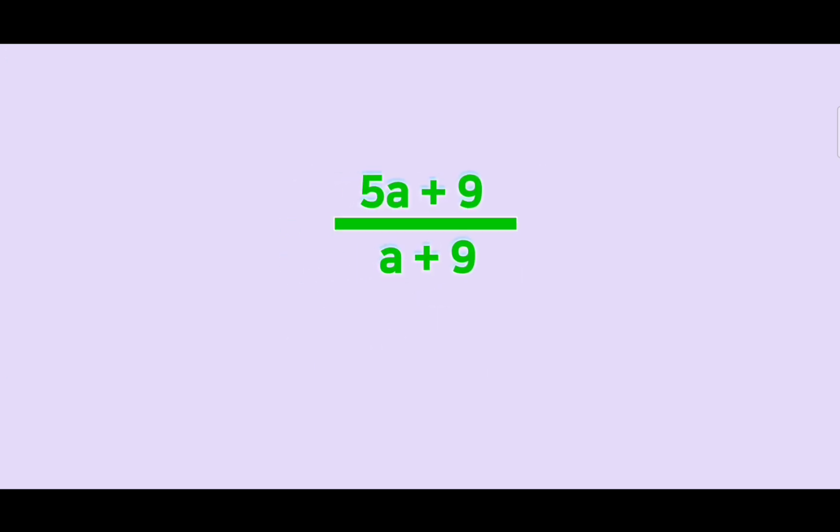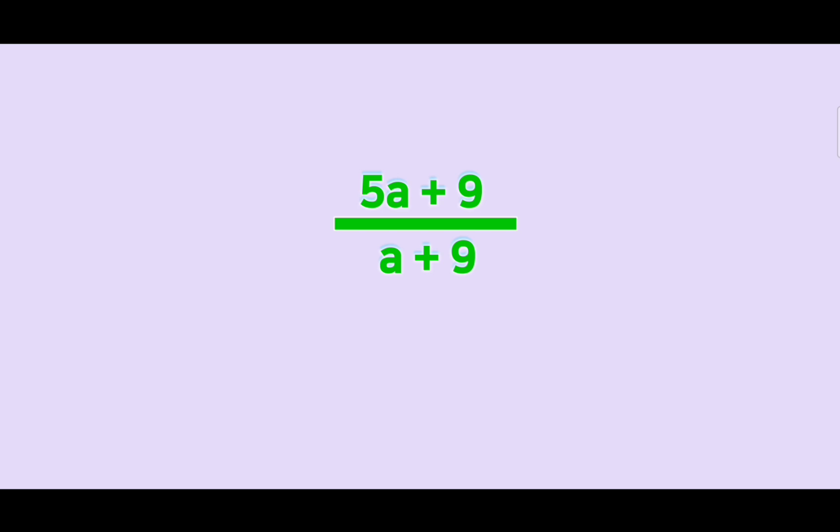Okay, when some people see this rational, they will just cross out literally anything that looks the same on the top and bottom. And some people watching this might say, you can cancel the 9s, or you can cancel the a's. And yeah, both of these are completely wrong. And here is how you are not going to make that mistake.